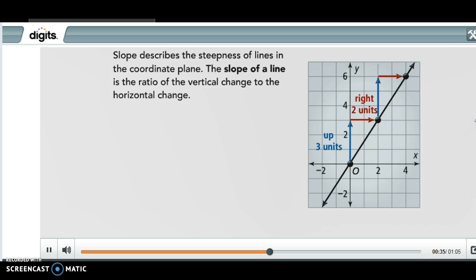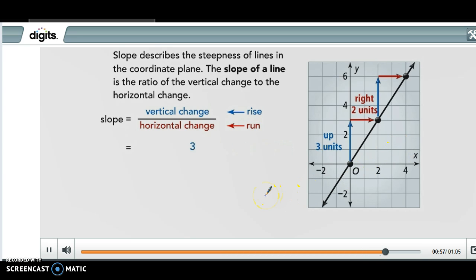Wait, Harry, I think we've got enough to find the slope. The slope of a line is the ratio of the vertical change to the horizontal change. The vertical change of a line is the rise, and the horizontal change of a line is the run. To find the slope of the line, substitute the values for the rise and run from the graph. A rise of 3 and a run of 2. The slope of the line is 3 divided by 2.